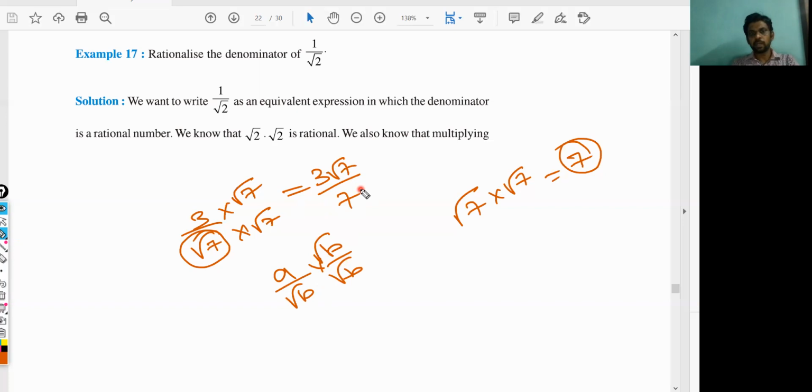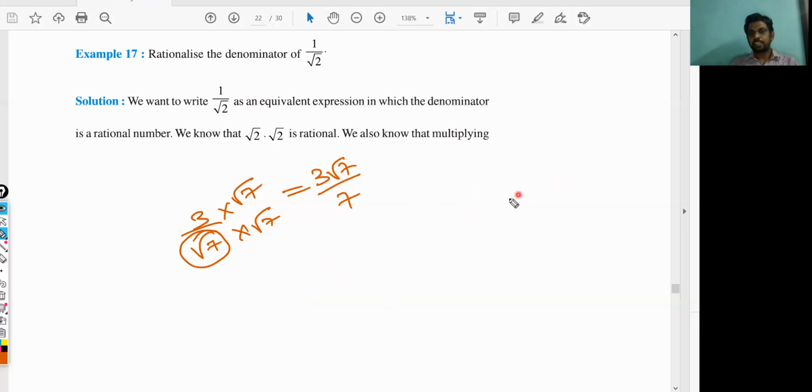Now my numerator is becoming irrational. You cannot change that. If you try to convert a numerator into a rational number, your denominator again becomes irrational, right? So you can make either the denominator or the numerator rational. Usually we keep the denominator rational, because when we are taking LCM and all, it is easier if my denominator is rational. If it is irrational, it is very difficult for me to handle. Not impossible, but difficult. Fine.